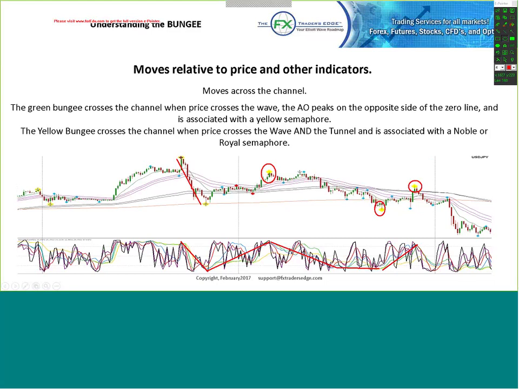The yellow bungee crosses the channel when price crosses the wave and the tunnel. Okay, so in this move down here, where we crossed the wave and the tunnel, yeah, not only did the green bungee move from one side of the channel to the other, but so did the yellow, because price crossed both the wave and the tunnel, yeah, and is associated with a noble or royal semaphore.